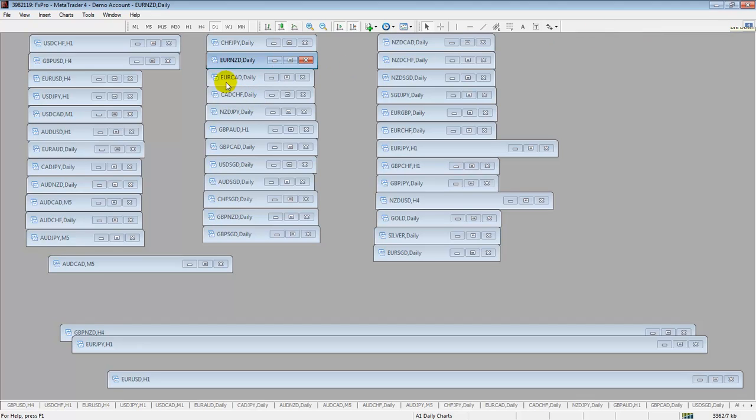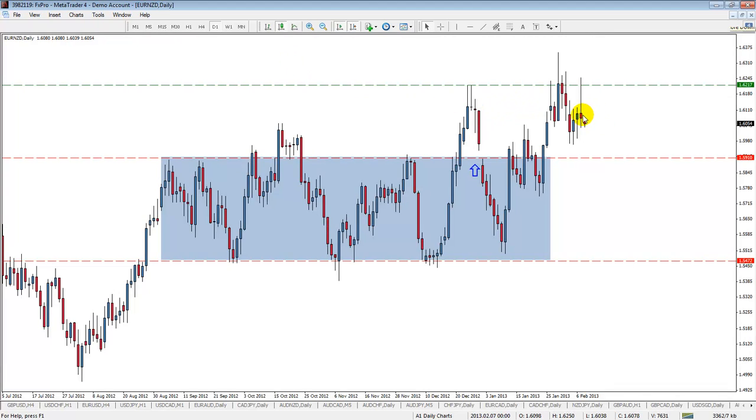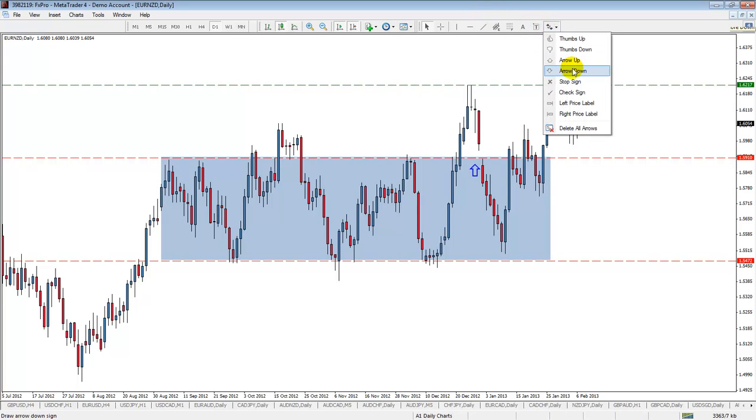Nathan wants to see the Aussie Kiwi daily. Now let's just look at these from a perspective of what we've been talking about, reversals. Are there few touches on the zone? Yes. Tick. How many touches do we have?